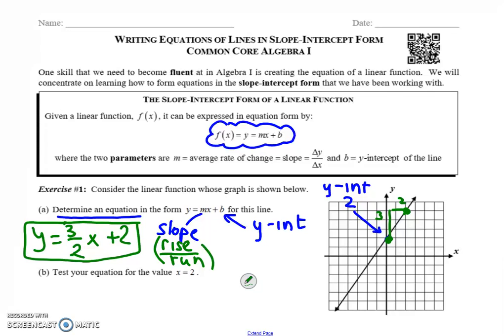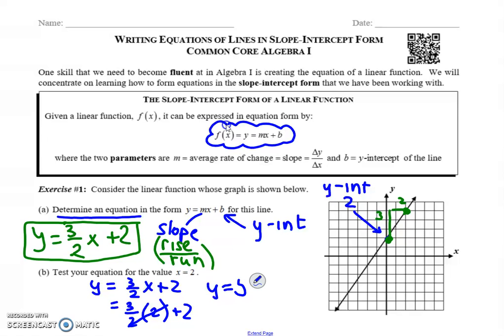When the question says to go ahead and test your value for y equals 2, we can test it algebraically or we can test it on the graph. For example, if we plug in y equals 3 over 2x plus 2, and in place of the x, we want to plug in a 2. So y equals 3 over 2 times 2 is 3. 3 plus 2 is 5. On the graph, does an x value of 2 have a y value of 5? An x value of 2, in fact, does have a y value of 5. So that's how you test your equation.